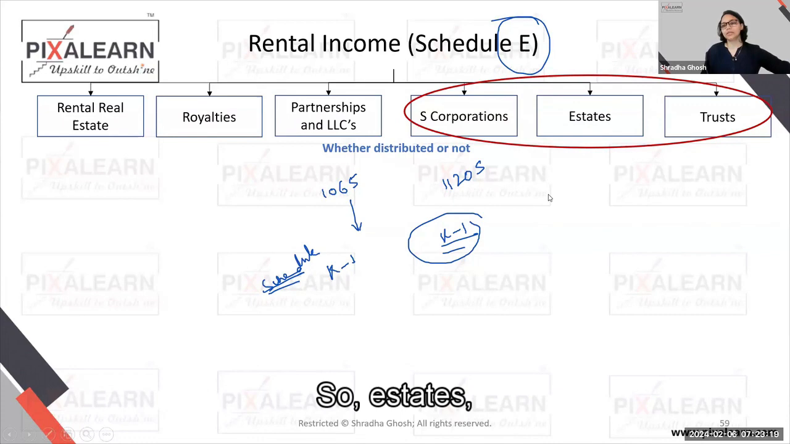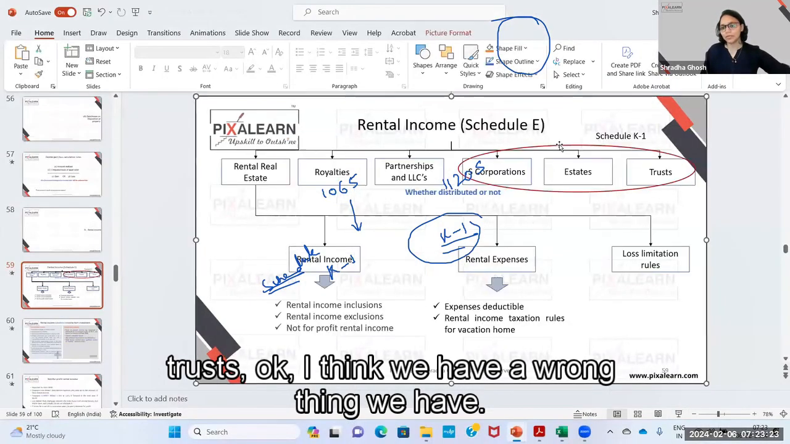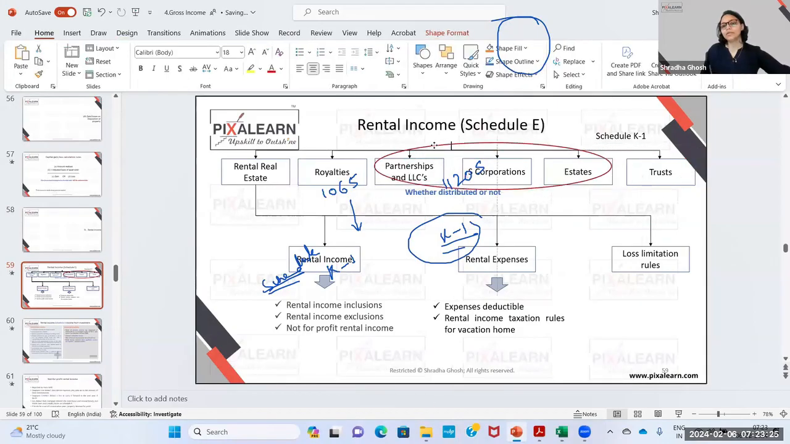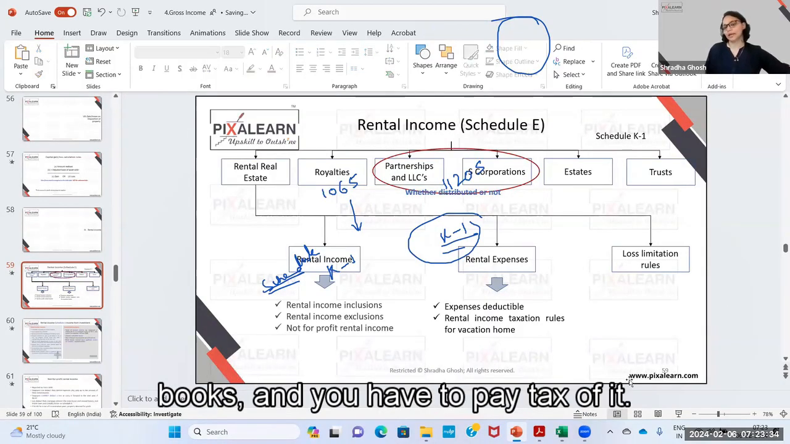So estates, trusts. Okay, I think we have a wrong thing here. Sorry, this is this actually. Okay, they'll give you a K1 and you'll have to incorporate that in your books and you have to pay tax on it.